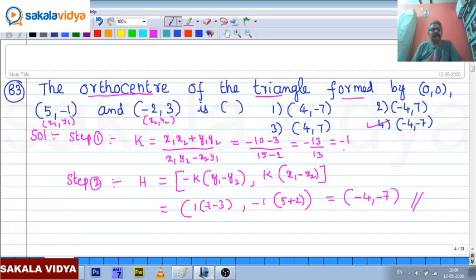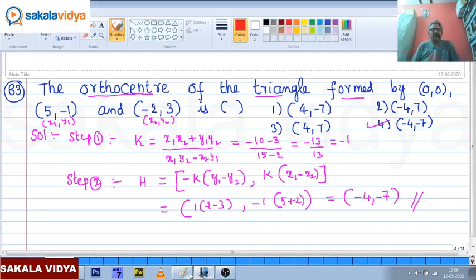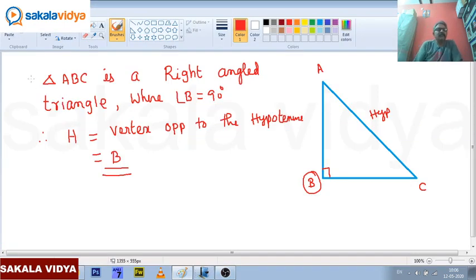K is equal to minus 1 here. Right. Understood now? So that means in a right angle triangle, the vertex opposite to the hypotenuse is the orthocenter. For example, equations of the lines are given.